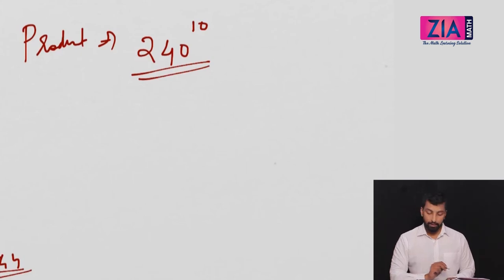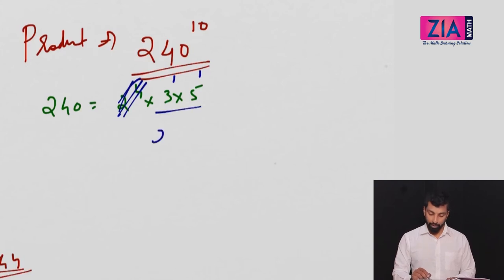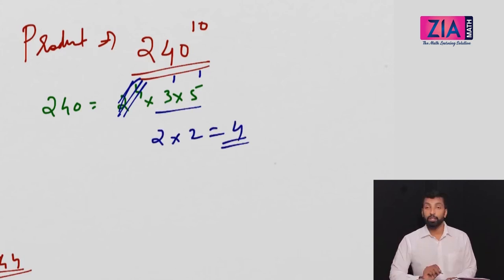Now how many odd factors? You write the number again. 240 is equal to 2 raised to 4 into 3 into 5. For odd factors, we cut this, right? Then we apply the formula of number of factors. So it becomes 2 into 2. So 4. So 4 odd factors means how many even factors? 16. We know that. But let's apply the formula again.